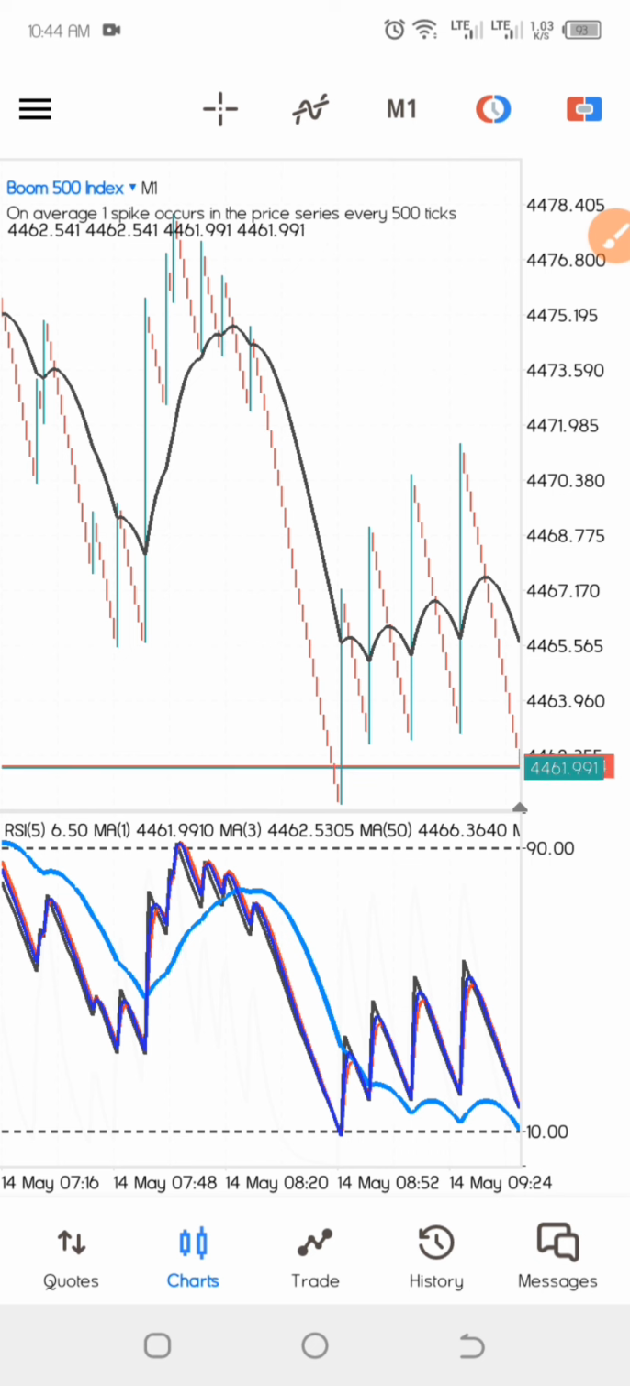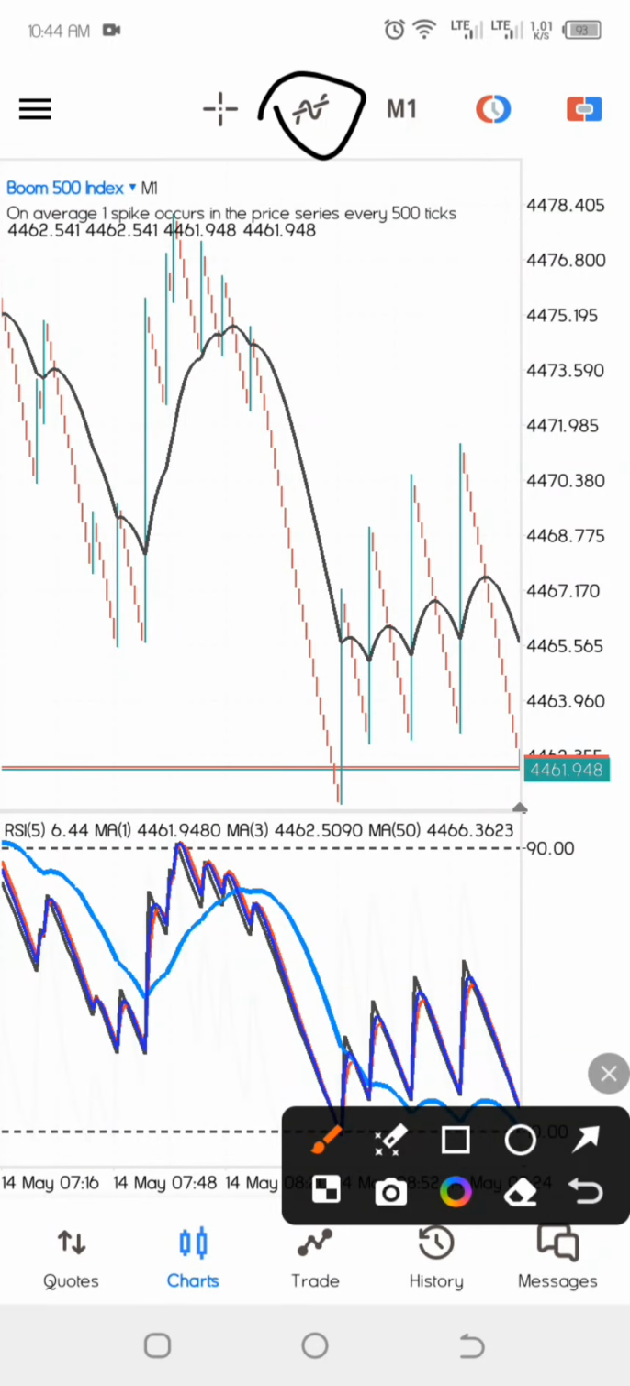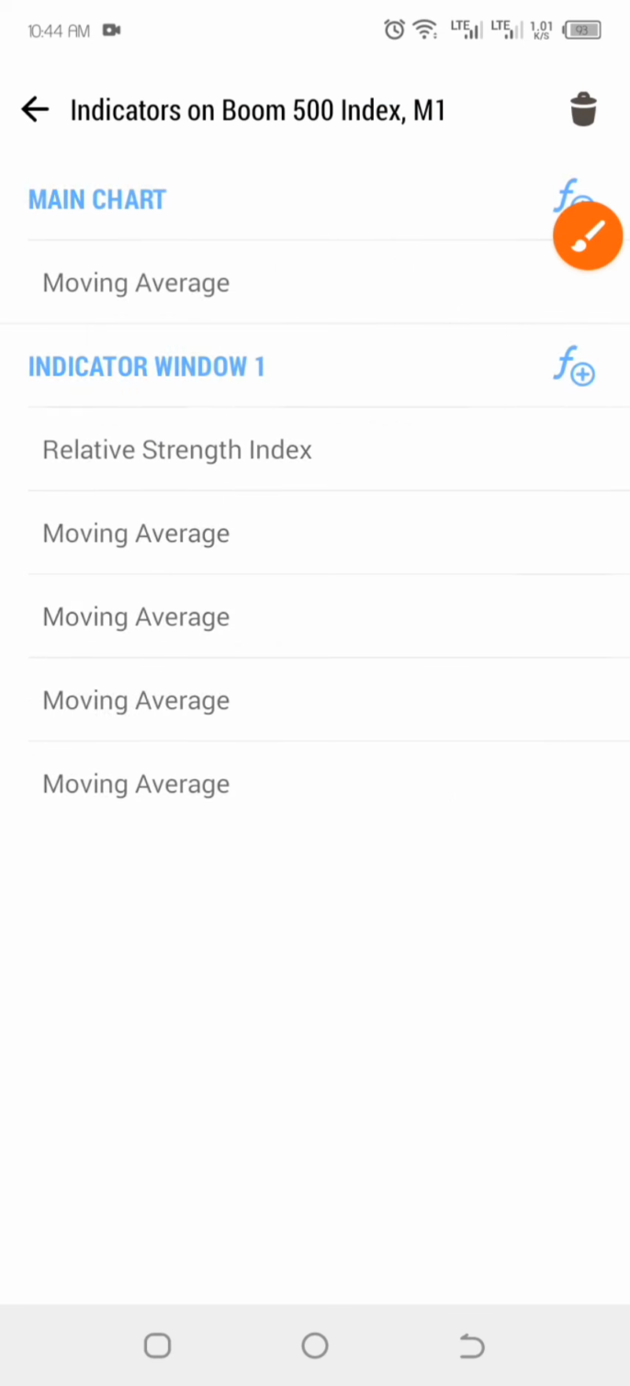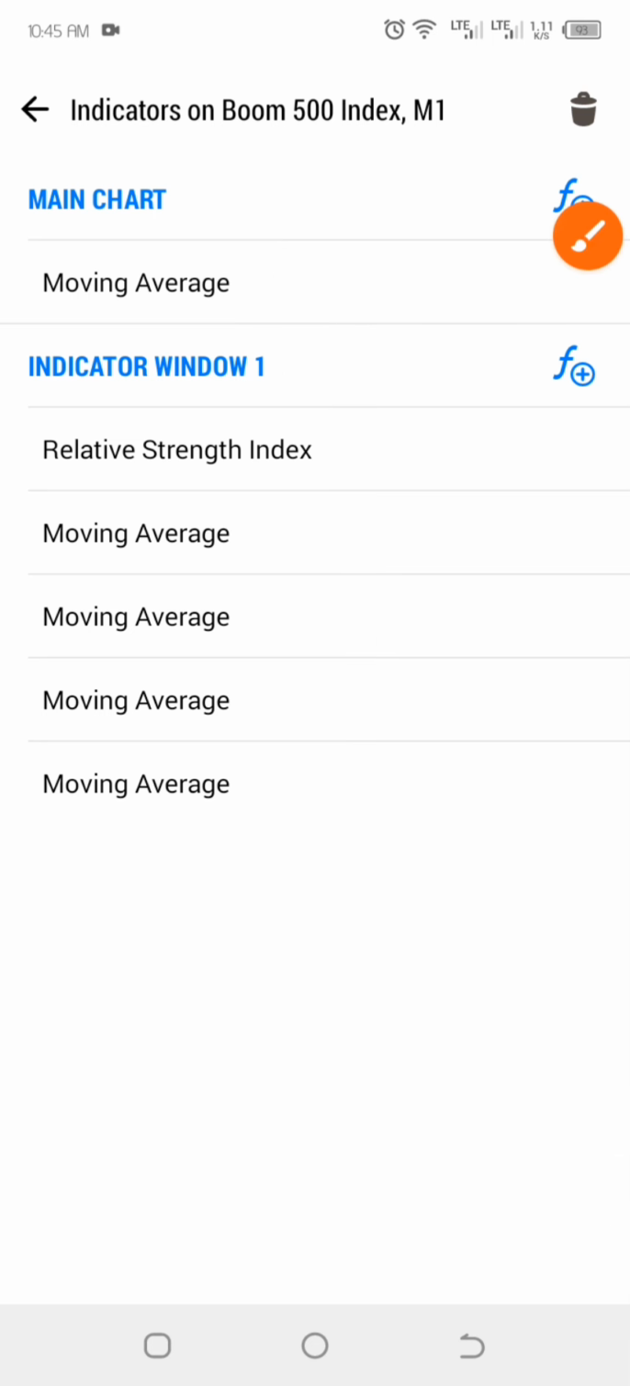First thing you want to do, just go to this icon you are seeing at the top. When you click on this icon right here, it is going to direct you to where you are going to add all the indicators. All the indicators we are going to be using for this strategy are just two indicators, which are the moving average and the RSI. That is the two indicators we are going to be using.